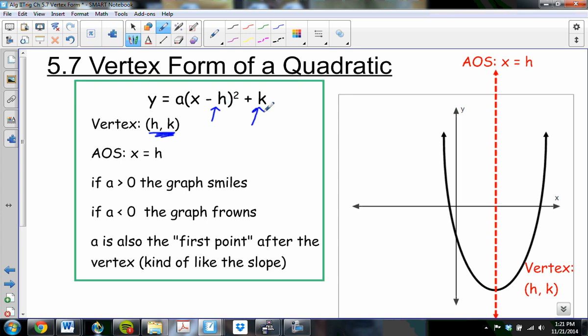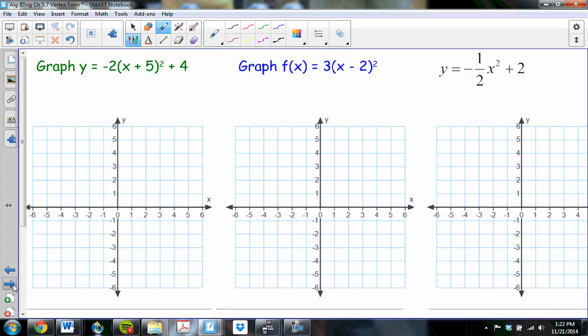The AOS is at the line x equals h, so this right here is the line x equals h. If the a value is positive, the graph points up. If the a value is negative, the graph points down. And we can still use the a value as the first point after the vertex like we've talked about. It's kind of like a slope, but not really. Let's look at some practice.